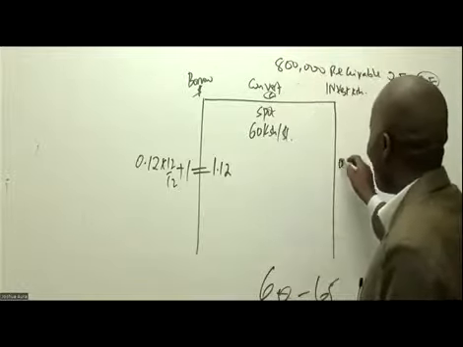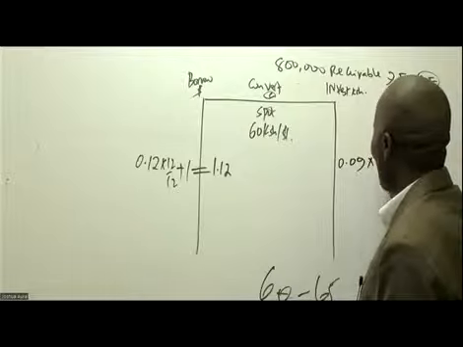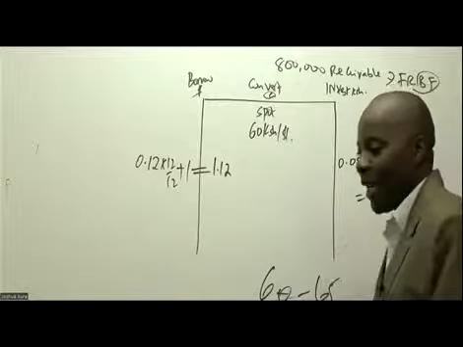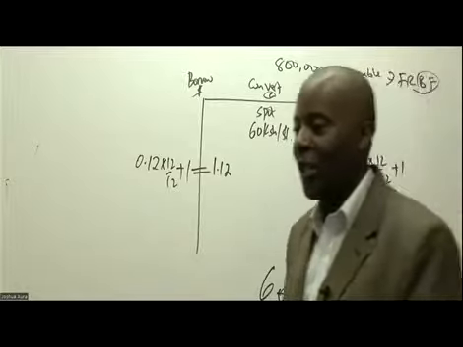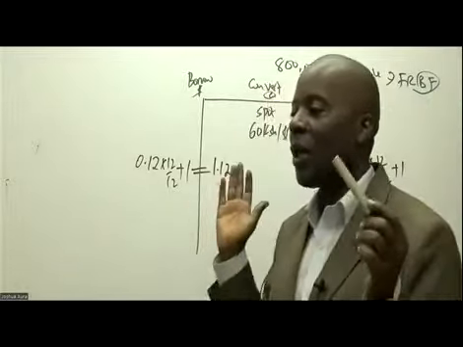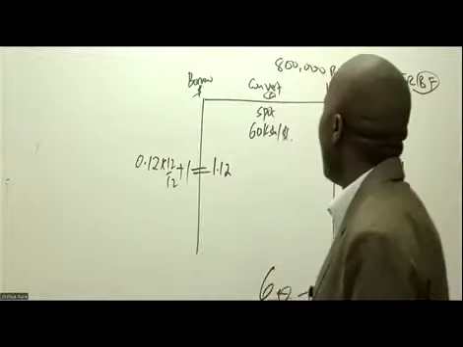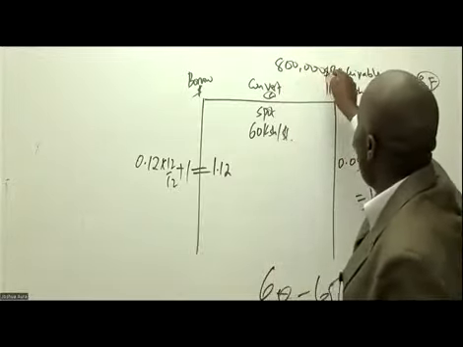So we say 0.09 times 12/12 plus 1, which is 1.09. Thank you very much. Now we look at the money in the question. The money in the question is $800,000.